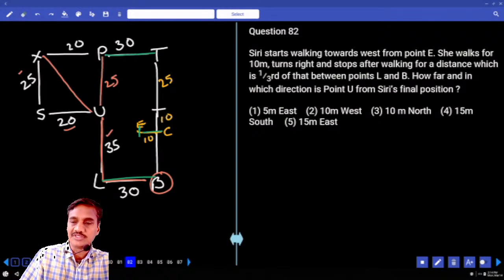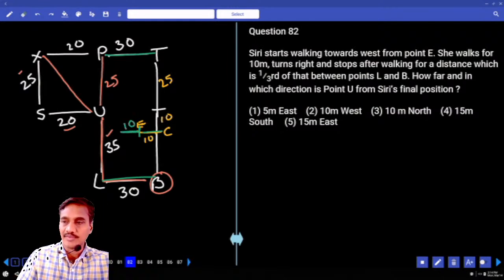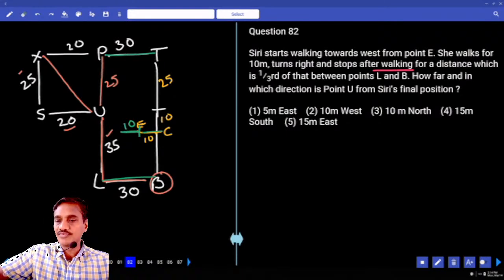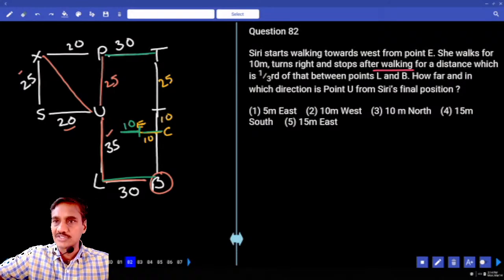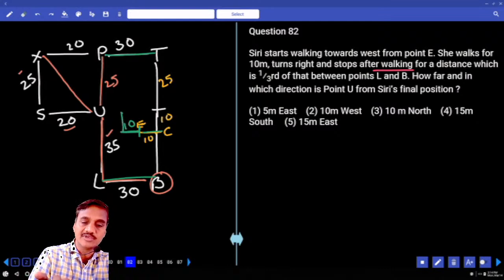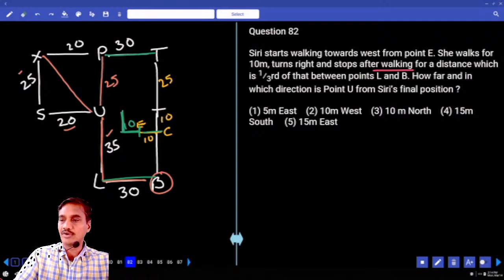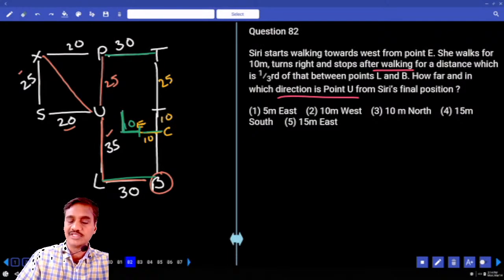And out of which, series started walking towards west from this point. How much did she travel? 10 meters. Then she walks for 10 meters right and stops after walking a distance which is 1/3 between L and B. Between L and B, what is the distance? 30 meters. Out of which 1/3 means 10 meters. 10 meters means again reached in a horizontal direction to this U. Then how far and in which direction is U from series' final point?